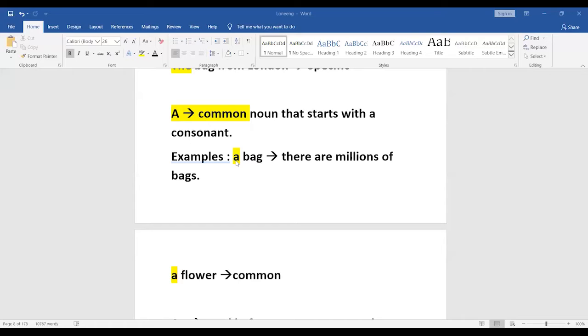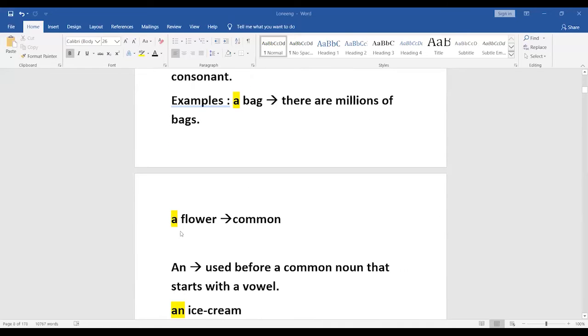Okay, did you get that? I pronounced it for you both ways so that you will know which one you want to say. Okay, it's totally up to you, but I would recommend a. Now there are lots and lots of bags, millions and millions, and that is why I'm saying a bag, because I'm not being very specific about what it is. So now you know where you can use a. A you can use in front of a common noun that starts with a consonant.